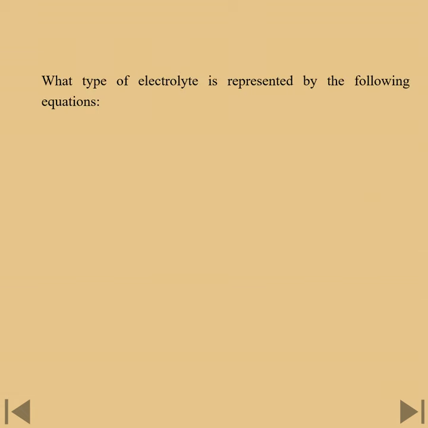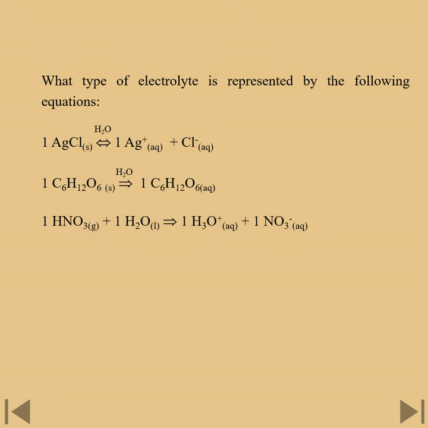Okay, what type of electrolyte is represented by the following equation? And I see ions, so it's either strong or weak. Which is it? Well, that reversible arrow tells us weak. Okay, I see no ions, so it doesn't matter what type of arrow, this is non. I see ions again, so it's strong or weak. I go to the arrow and the big arrow says strong.